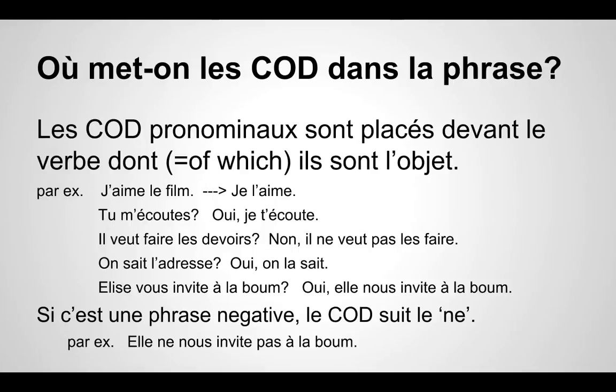So here are some examples. J'aime le film becomes je l'aime, the L apostrophe, of course, before a vowel. Tu m'écoutes? Oui, je t'écoute. Il veut faire les devoirs? Non, il ne veut pas les faire. Here you have the two verbs. The les is attached to the faire, not to the veut. And so on. And if it's a negative sentence, then the direct object pronoun is in the sandwich. It follows the ne and precedes the verb.